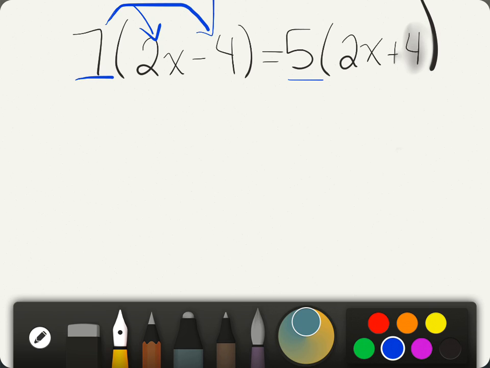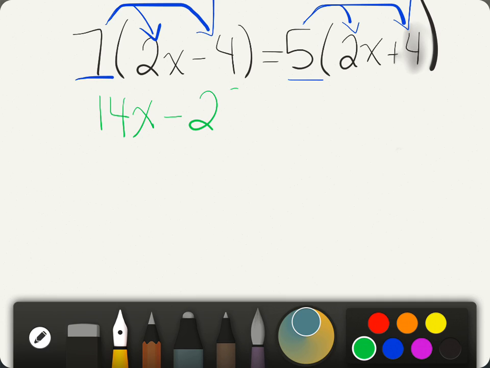Same situation on the right side. The 5 is going to get distributed to the 2x and to the 4. So I'm going to show this in 1 step. Normally you would break this down into 2, but I'm just running out of time. 7 times 2x is 14x. 7 times negative 4 is negative 28. 5 times 2x is 10x. And 5 times positive 4 is positive 20.